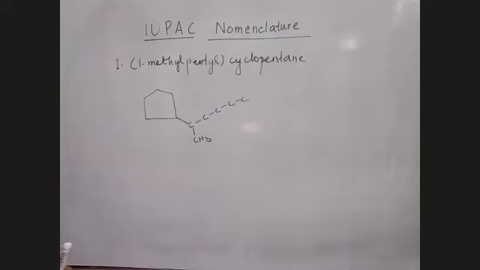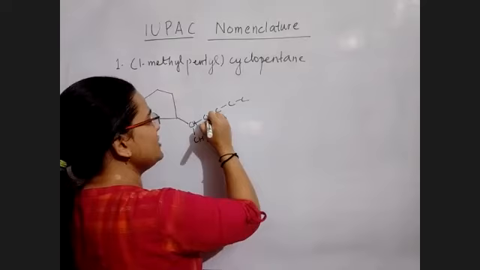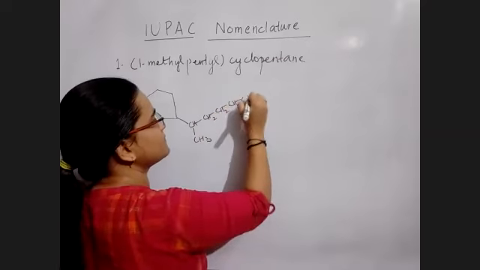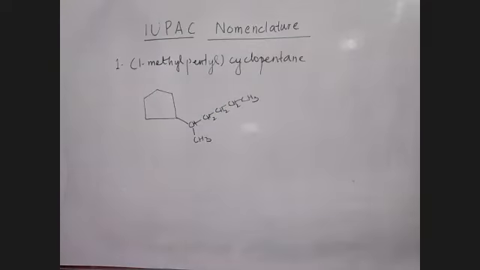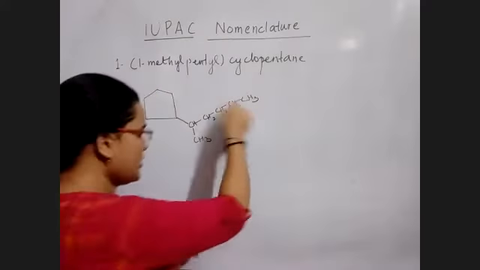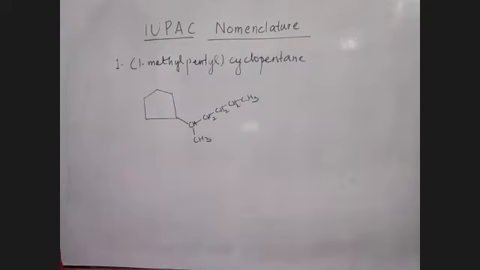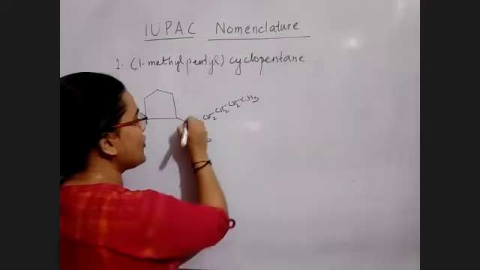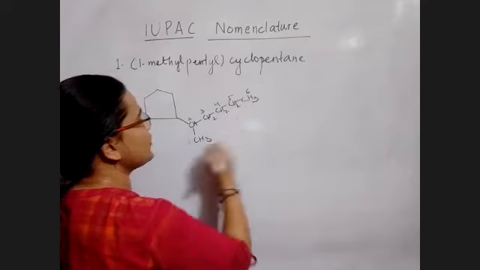Now tell me, is this name correct, Ayan? Which will be the longest chain? This will be the structure of 1,1-methyl pentyl. No. Which will be the longest chain? Correct. Longest chain will be the straight chain, and numbering will start from 1, 2, 3, 4, 5, 6 from this side.